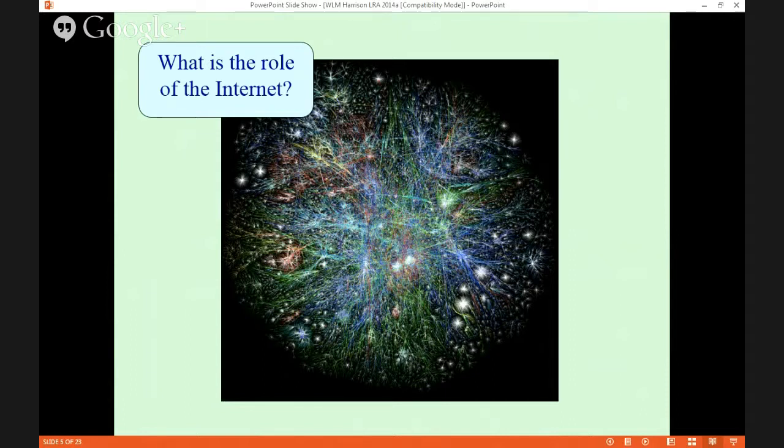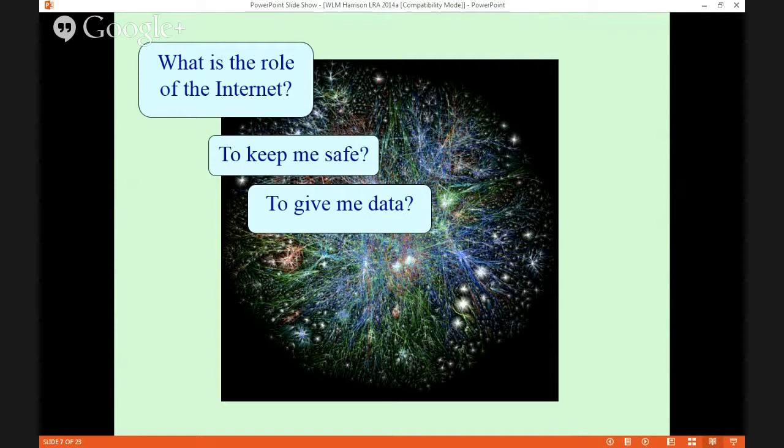Initially, as the next slide says, that's what it was. It was, as you all know, a military initiative whose goal was to keep communications going in the event of a nuclear war or other major catastrophe. The next most obvious answer to the question, what's the role of the internet, is to say it's to give me data. The internet offers 25 billion pages of data, and so it's a massive and unforeseen amount of resource for us.